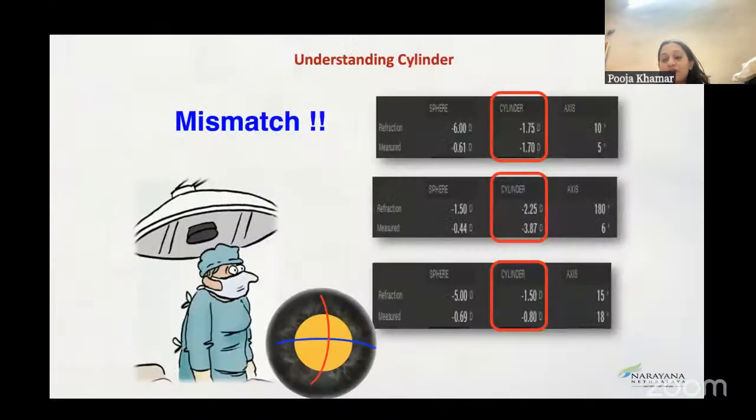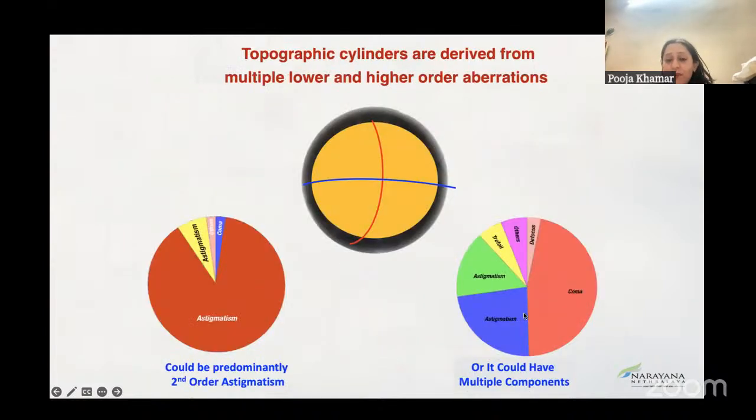So when it comes to cylinder, yes, you get cylinders which are matching with your topographies. This is the patient cylinder, this is the topography cylinder, so they are matching. There are times when the topography cylinder is higher than the patient cylinder, or vice versa. So again, with aberrations, the cylinders don't just come from a cylindrical astigmatism power, but it's a composition of coma, trefoils, defocus, and other aberrations as well. So you have to understand that.